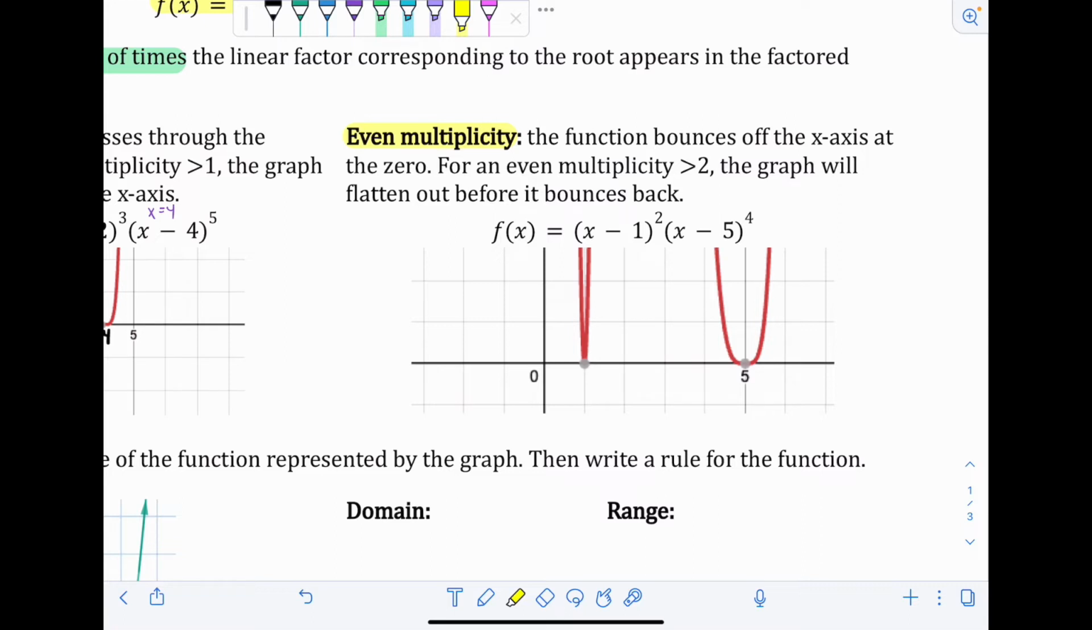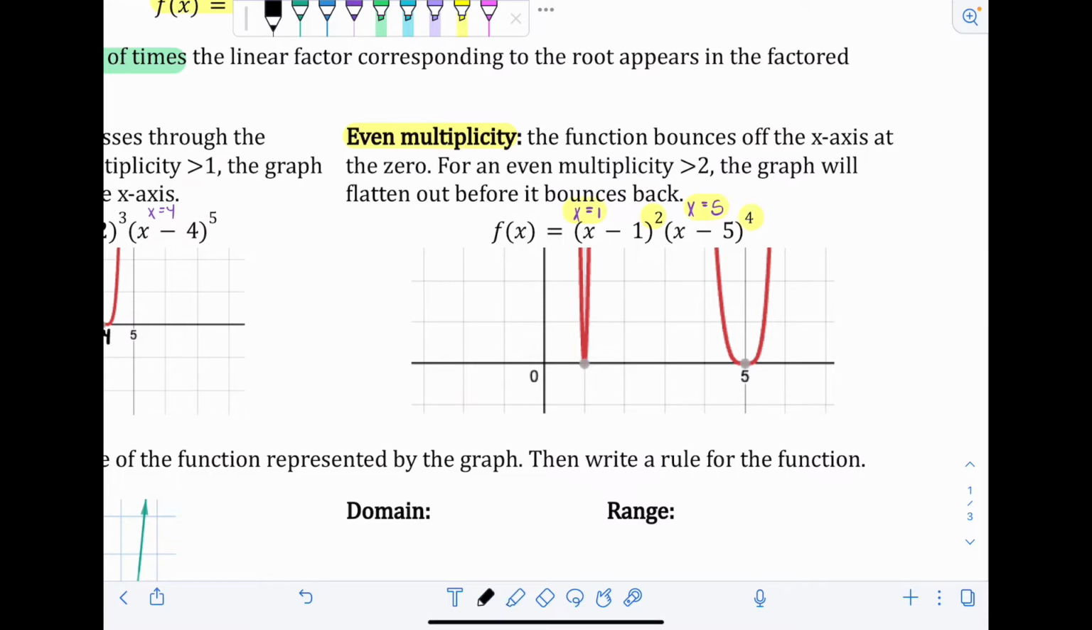So if we look at this function, and this is just another random function, it's not a quartic or anything like that. f of x equals (x minus 1) squared times (x minus 5) to the fourth power. This factor, x minus 1, if I set that equal to 0, gives me x equals positive 1. This one, if I set that equal to 0, gives me x equals 5. So finding the zeros, I know I'm going through this quickly, but it's something we've covered in the past. We end up with x equals 1 and x equals 5. The multiplicity on both of those is even. On x equals 1, it's 2, and on x equals 5, it's 4.